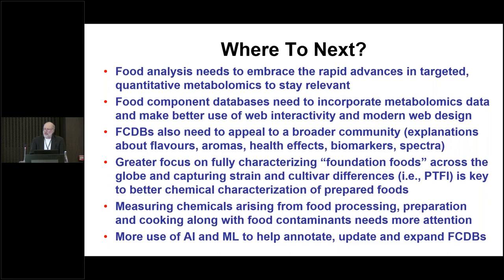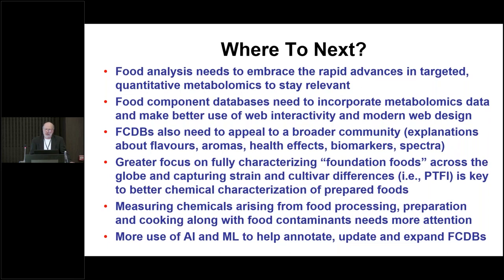I think we need to start incorporating metabolomics data into these food component databases. We need to make them more modern, more interactive, use tools that are now available in many web systems, from JavaScript to cascading web design techniques. We need to appeal to a broader community.